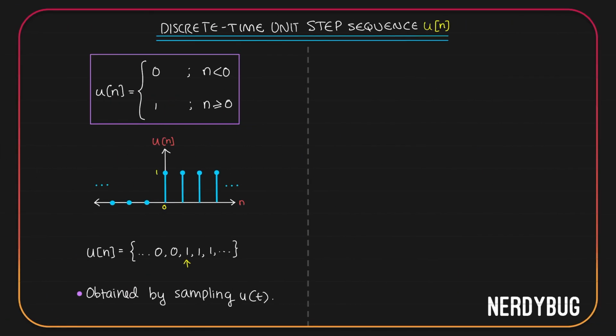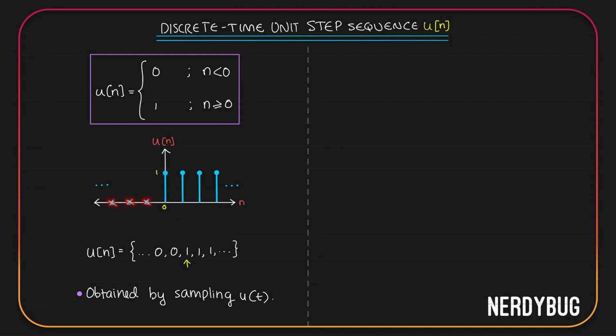Let us now move on to discrete time unit step sequence. It is denoted as u of n with square brackets, of course. Mathematically, it is defined like this. U of n is 0 if n is less than 0, it is 1 if n is greater than or equal to 0. Graphically, it can be shown like this.